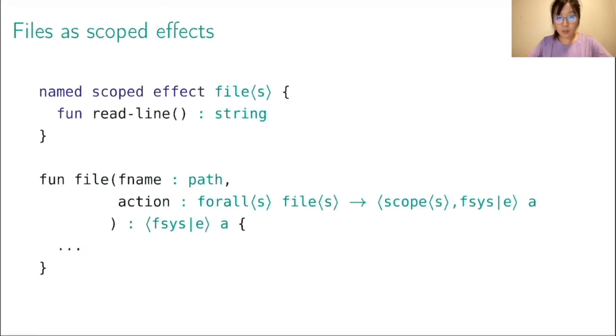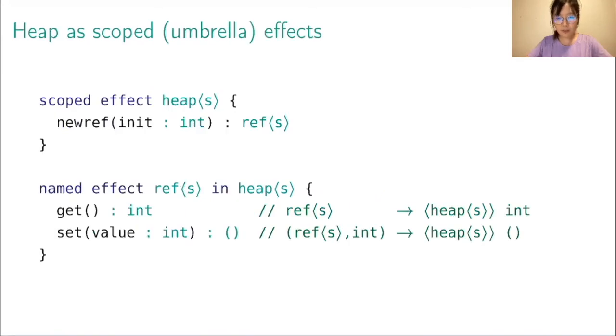We can rewrite our previous file example using scoped effects, which ensures that files cannot escape its scopes. In Koka, you can define a scoped effect using the scoped keyword. In this case, we define the file effect as a named and scoped effect. We can do the same for Heap.